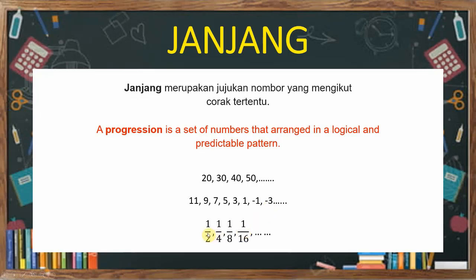Next, 1 over 2, 1 over 4, 1 over 8, and 1 over 16. The pattern is multiplying by 1 over 2. Multiply 1 over 2 by 1 over 2, it is 1 over 4. Multiply 1 over 2 by 1 over 4 is 1 over 8. Multiply 1 over 2 by 1 over 8 is 1 over 16. So there is a pattern. It is a progression too.